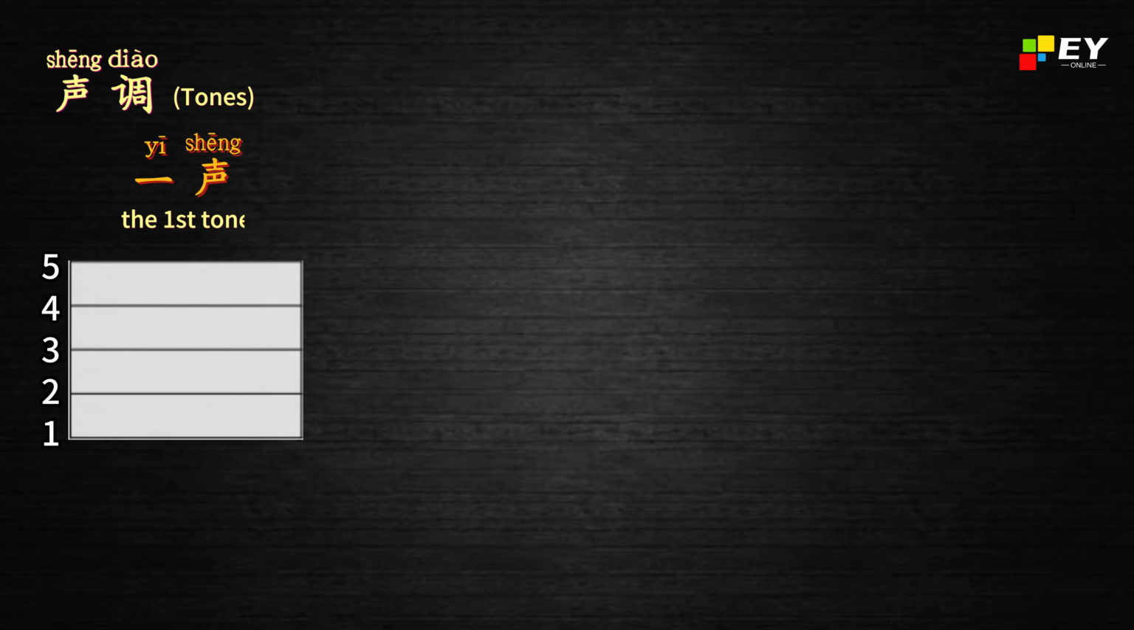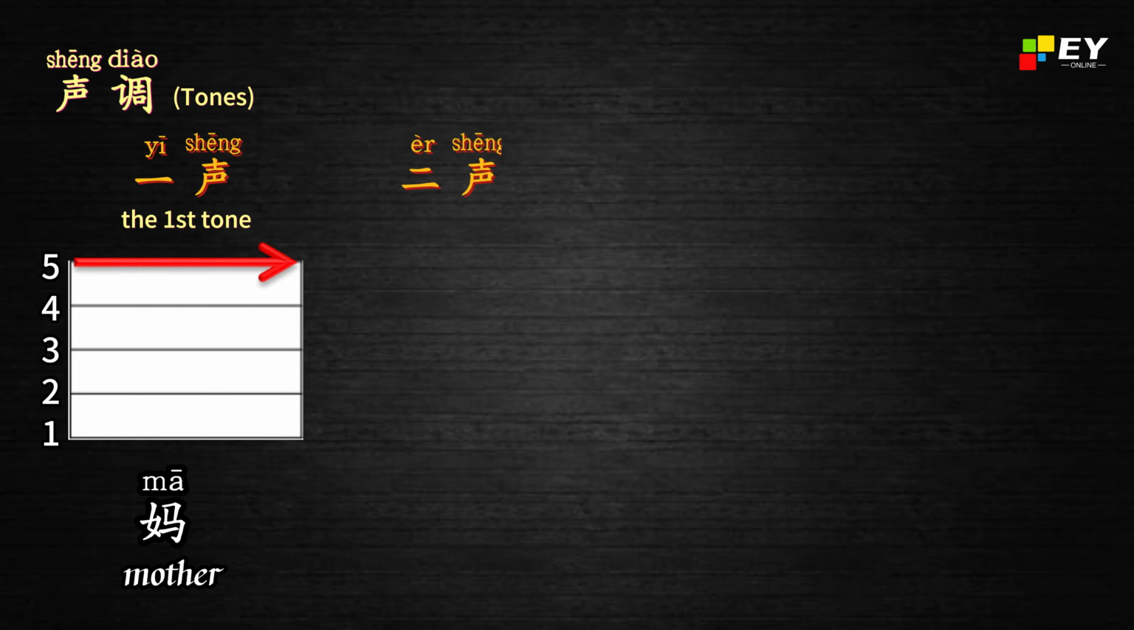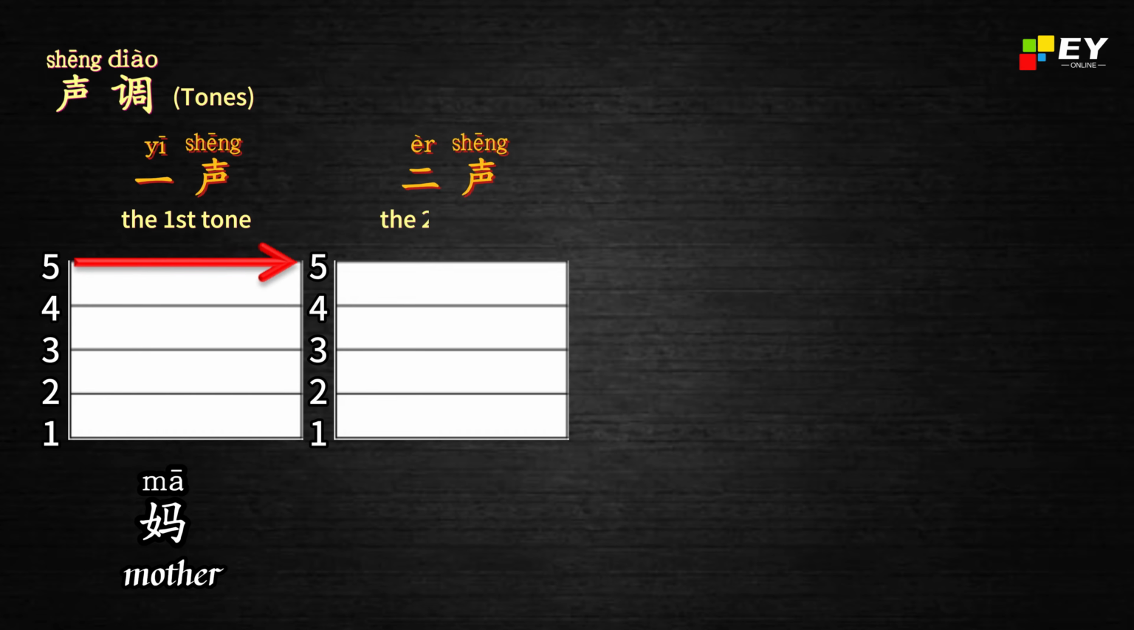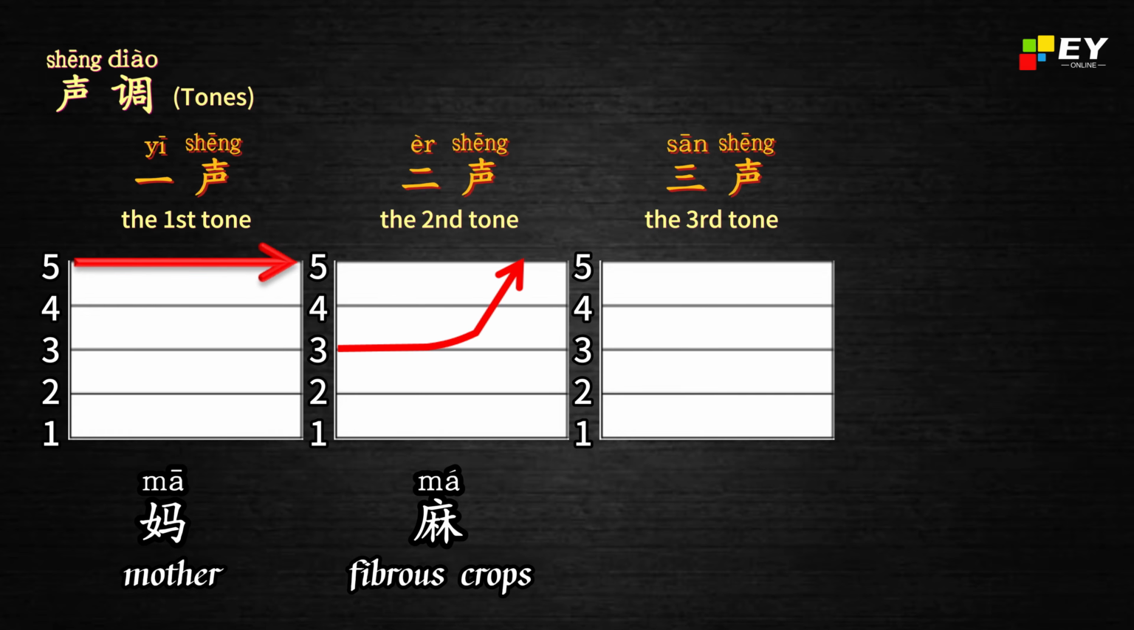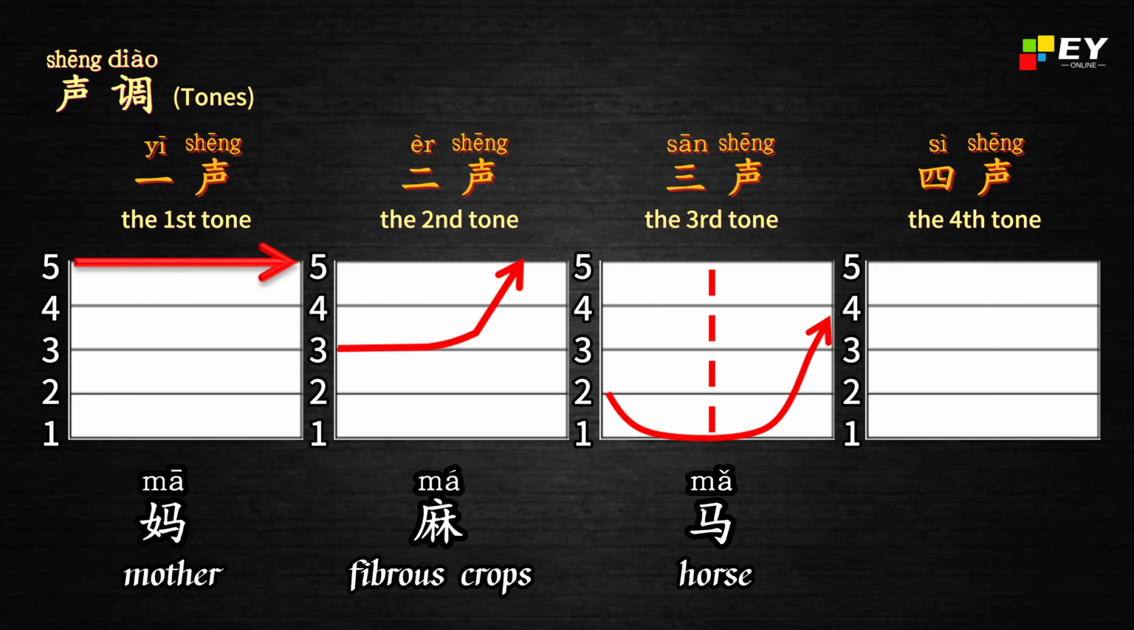The first tone. 妈. The second tone. 麻. The third tone. 马. The fourth tone. 骂.